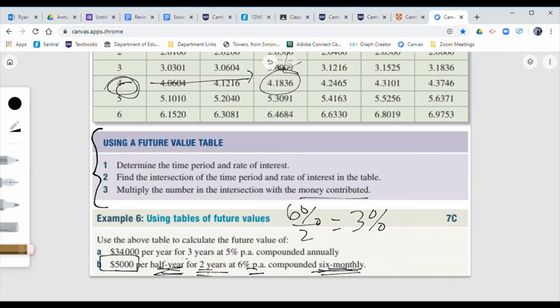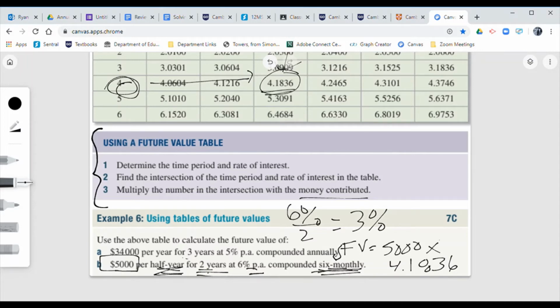So our future value will equal, for B, and this is for B that I'm working on, our future value will be $5,000 multiplied by the value at the intersection point, 4.1836. Sorry for that. 8 looks like 2 disconnected dots, but it's hard to draw with my finger on the screen.